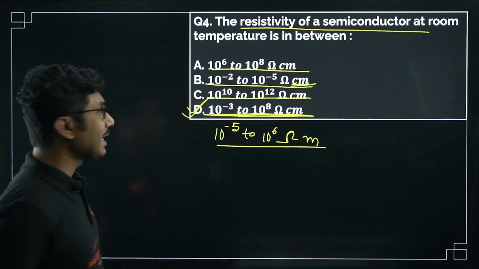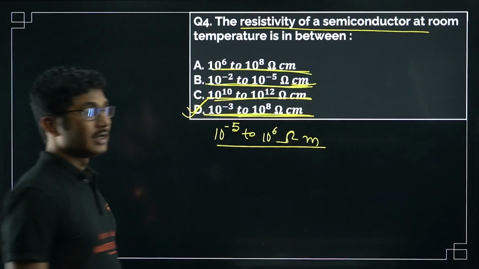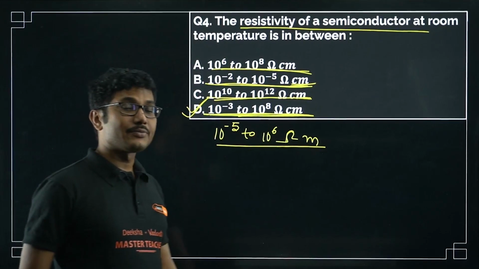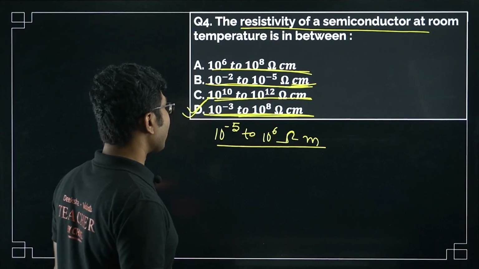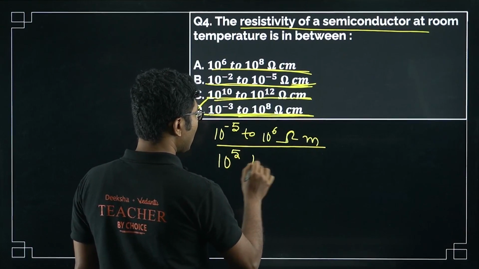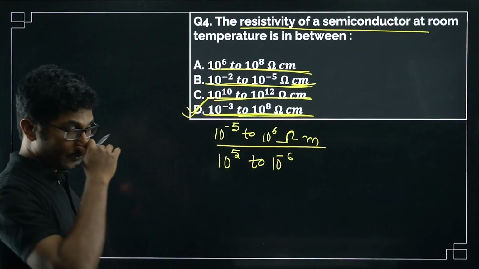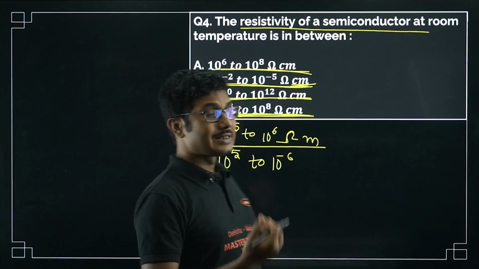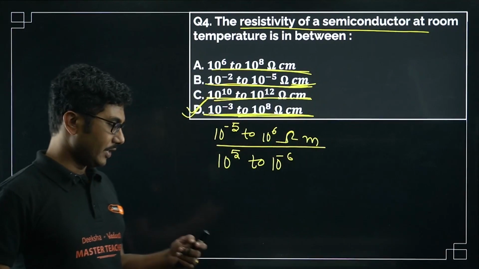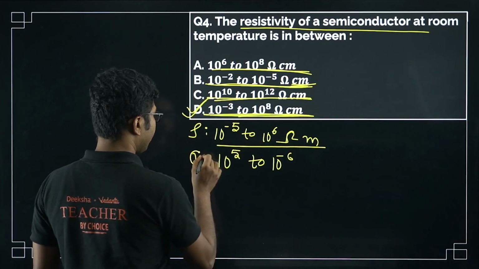You have to remember that all the higher values are insulators, all the lower values are conductors. Okay, this is in terms of resistivity. If the same question was asked in terms of conductivity, for a semiconductor you have to remember it is 10 to the power of 5 to 10 to the power of minus 6 in terms of conductivity. High resistivity means low conductivity. Low resistivity means high conductivity. This is resistivity, this is conductivity.